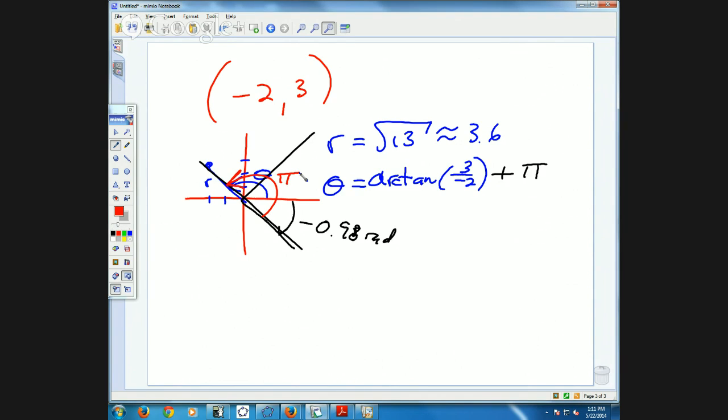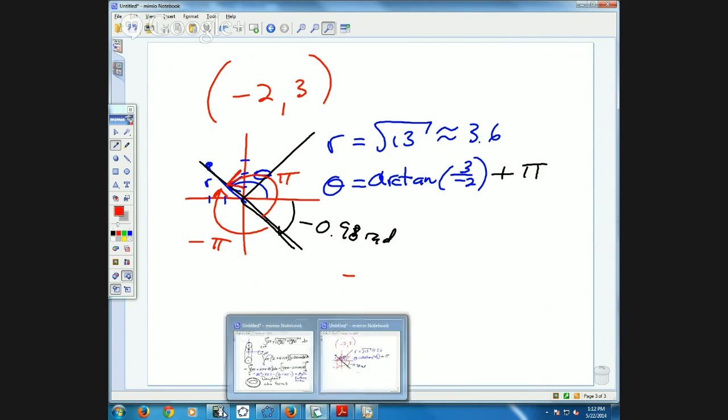So I'm going to add pi to that, and that will put me in the right spot. Okay, I could have taken pi away from it too. If I took pi away, that just heads at it in a different direction. All right, so I could either say my answer is -0.98 plus pi, or I could say it's -0.98 minus pi. And that gives me another problem we're going to have to deal with in polar coordinates.